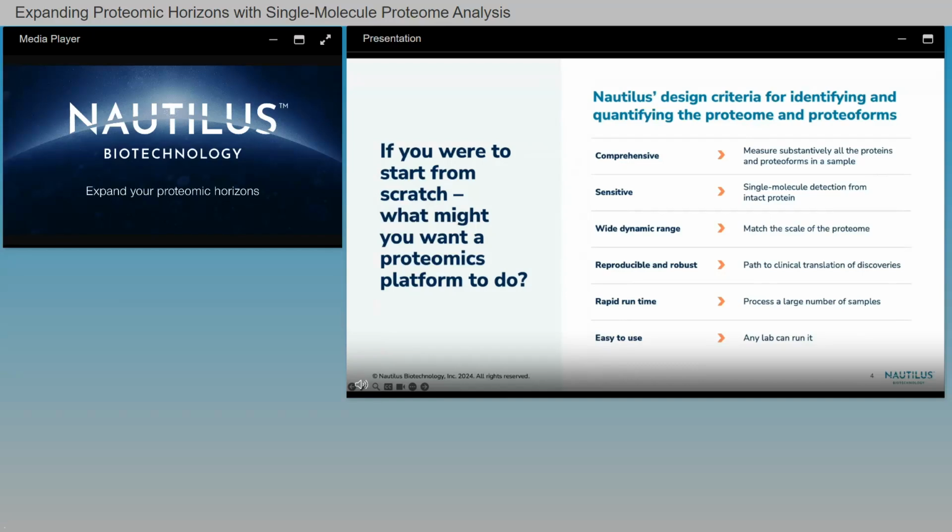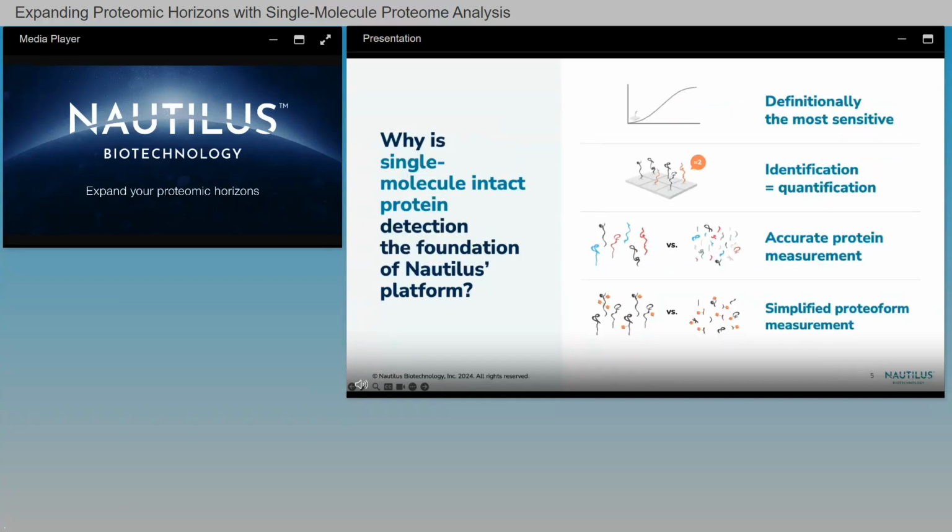Lastly, a really critical aspect of our platform was that it be easy to use, something accessible to the broader biological community, not just to the extant mass spectrometry community. As we thought about ways to accomplish some of these goals, we arrived at building a single molecule-based platform. There were a couple of reasons for that. The first is, definitionally, one cannot be more sensitive than a single molecule platform, with no translation to intensity or brightness or any other lossy transform.